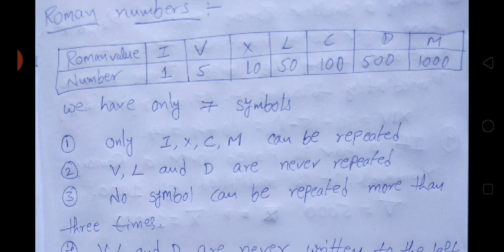To write the Roman numerals, we have some rules that we have to learn now. What is the first rule? Only I, X, C, M can be repeated. From those 7 symbols, only I, X, C, M can be repeated. V, L, D are never repeated. Four symbols are repeated: I, X, C, M. Three symbols, V, L, D, are not repeated. No symbol can be repeated more than 3 times.